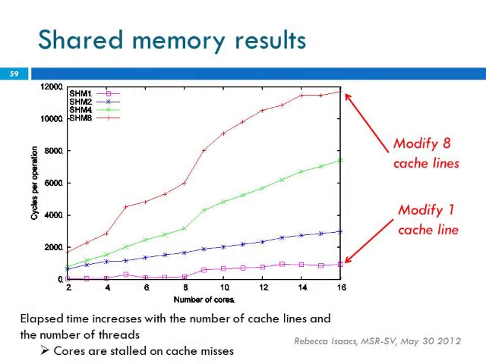So here are the results of this experiment. On the x-axis I've got the number of cores going from 2 up to 16, and on the y-axis the cycles per update operation. And you can see that when there's only one cache line, performance really doesn't change much. It scales pretty well with the number of cores.